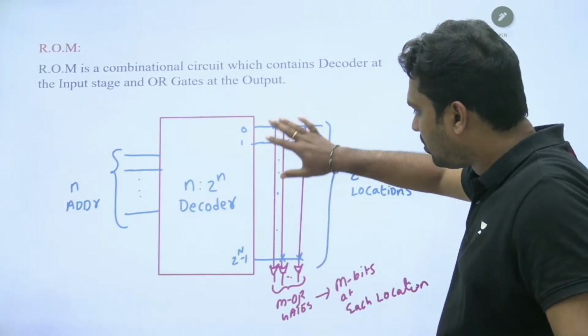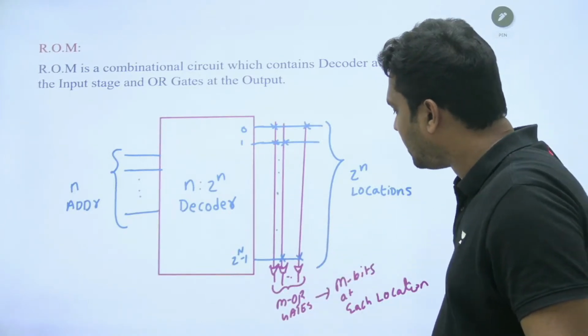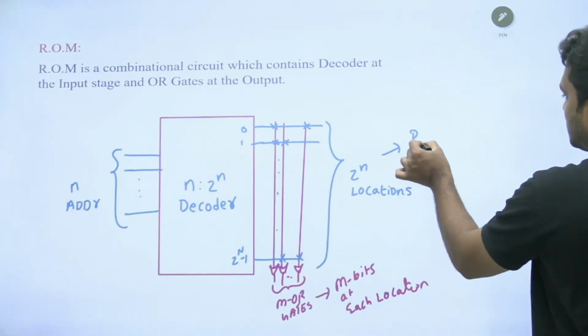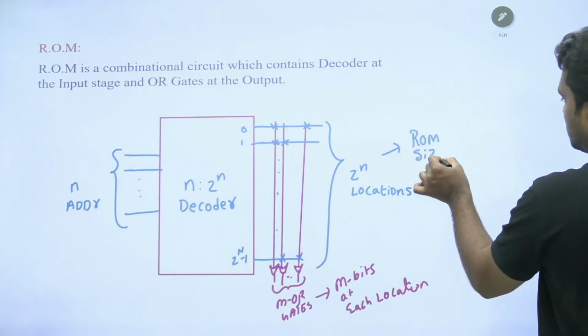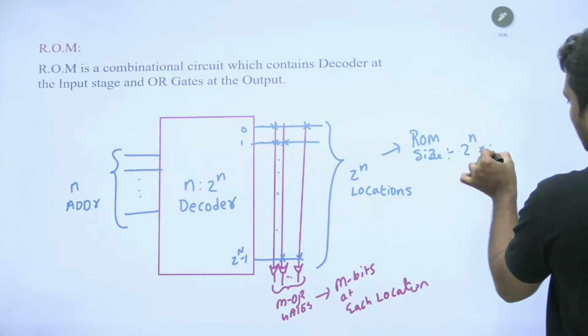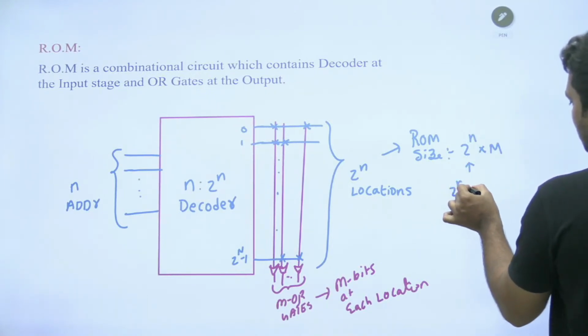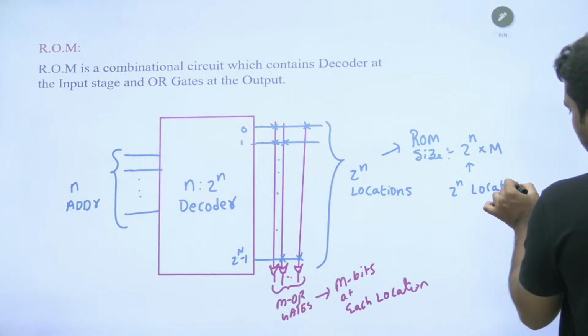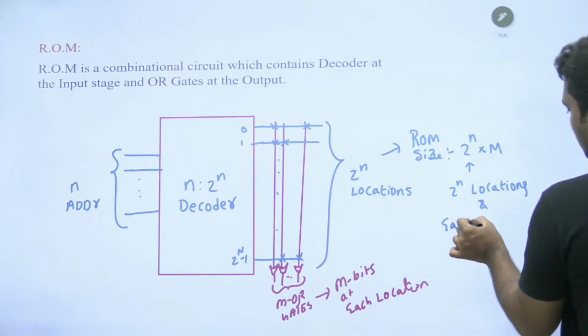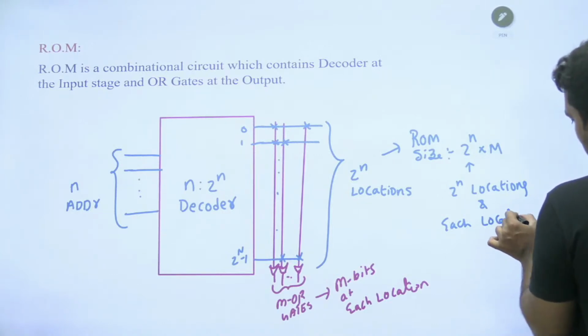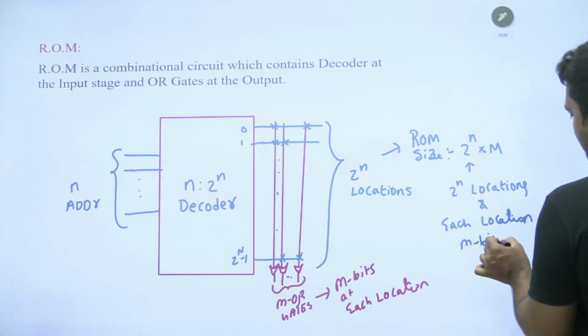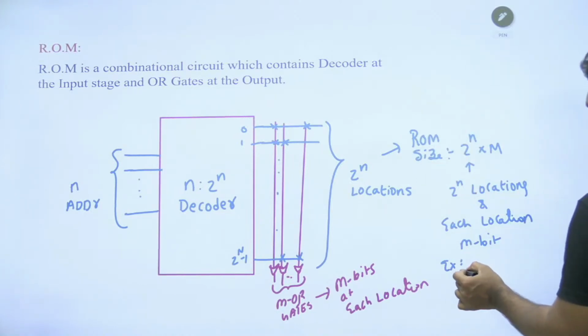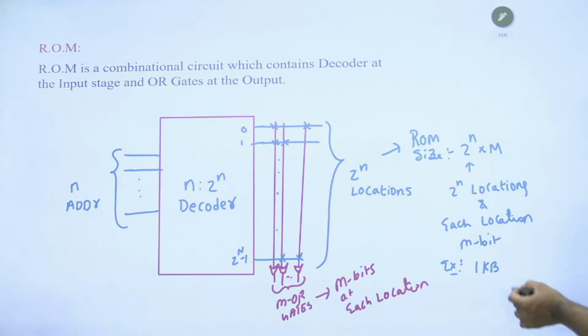So you have 2 power n locations. Each location will give you an output of m bits. So that makes my ROM size equal to 2 to the power of n by m. Means 2 power n locations, and each location has m bits. For example, if you have a 1 KB ROM, what is this? It has 2 to the power of 10 by 8. 2 power 10 locations and 8 bits at each location.